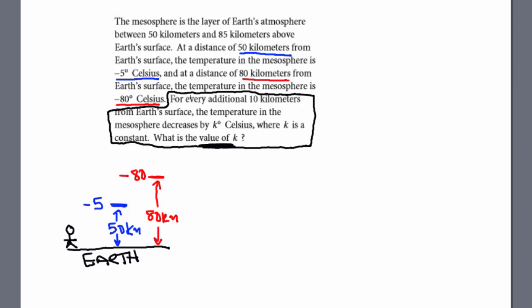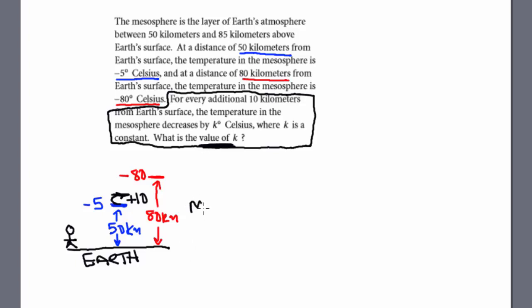To paraphrase, they're saying for every additional 10 kilometers from Earth's surface, so here we're at 50 kilometers, and if I go 10 kilometers above to 60, the temperature is certainly going down. It's going from -5 to -80, because when you increase from the Earth's surface, temperature gets colder and colder. But for that additional 10 kilometer jump, what is the value of k? Like how many degrees Celsius is that decrease worth? Believe it or not, this is actually a slope problem.